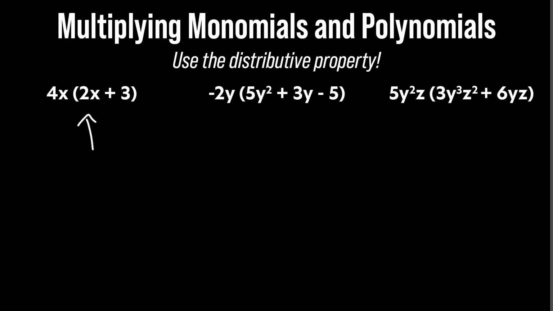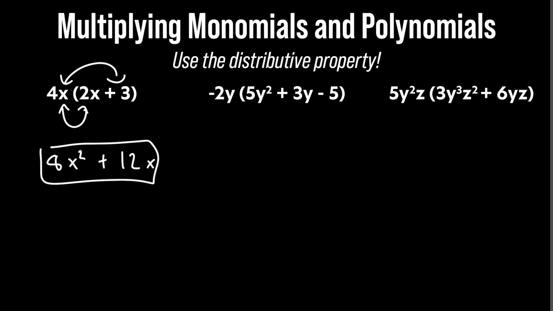Having variables doesn't change the fact that you distribute the same way. First, we'd multiply 4x times 2x, then 4x times 3. So 4x times 2x, 4 times 2 is 8, and x times x is x squared. So that's the first half. Then we have 4x times 3, which is 4 times 3, which is 12, times x. So our answer is going to be 8x squared plus 12x.